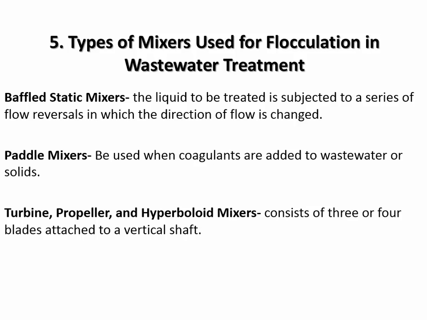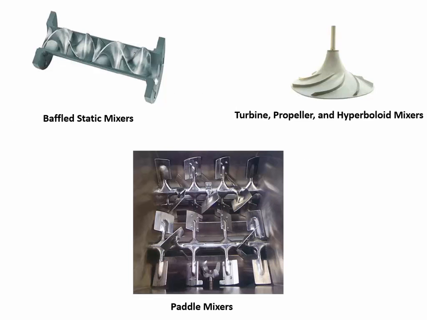And 5 is types of mixers used for flocculation in wastewater treatment. They are baffled static mixers, paddle mixers, turbine, propeller, and hyperbolic mixers. And also there are some pictures from the internet of these mixers.